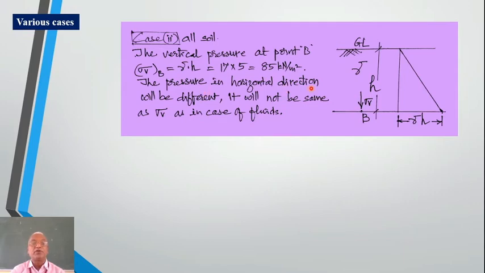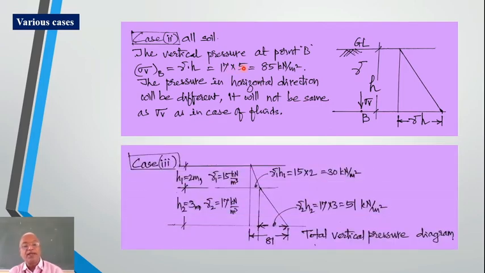The pressure in horizontal directions will be different. It will not be the same as sigma v as in the case of fluids. Okay, because it is a soil, right? So horizontal pressure will not be the same as sigma v. It will be different. It depends upon the condition, but it will be different. It may be more in some cases, or it may be less in some cases horizontally, but it will not be the same as the vertical pressure sigma v, right? At the point B, horizontal pressure will not be the same in case of soil, but vertical pressure for sure is gamma into H. Okay.